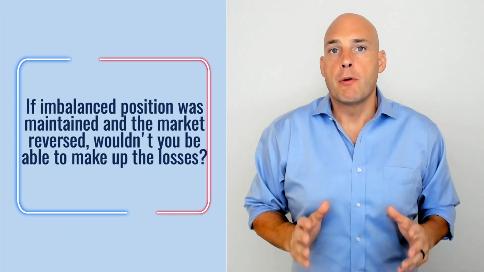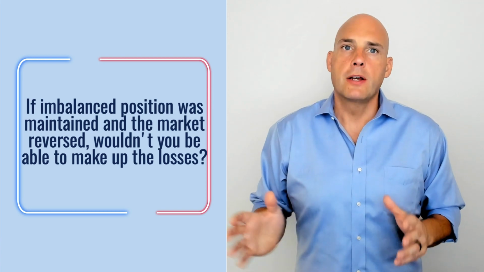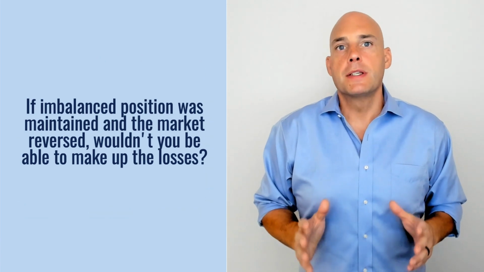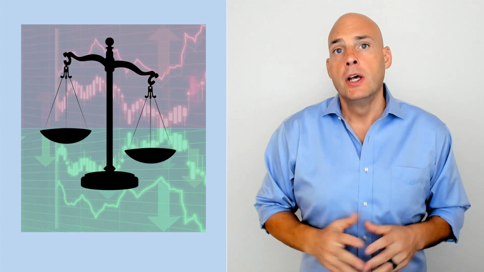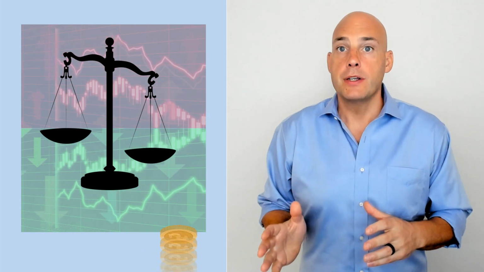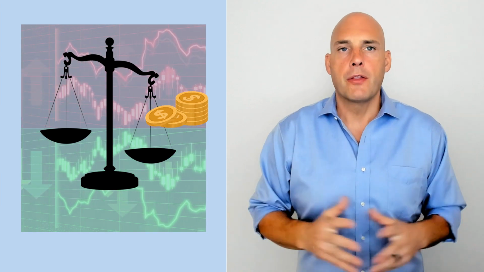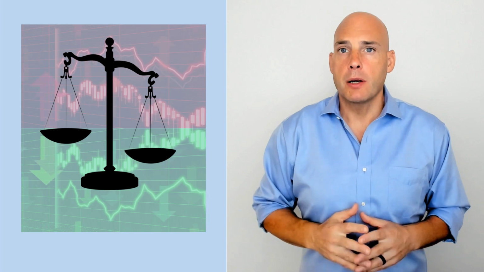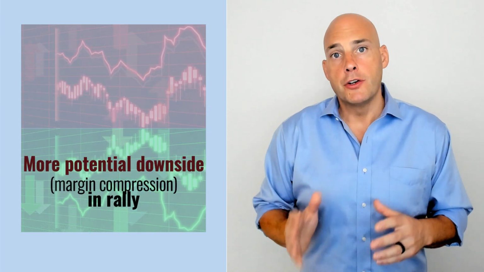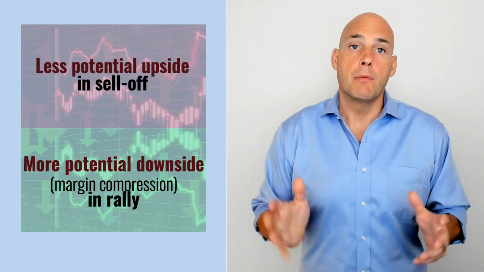You might be wondering, if the market turns around, wouldn't there be a chance to recoup the losses? There's a common misconception that if the market moves up and down and the hedge position maintains its imbalance, whatever money is lost in one market direction is gained in the other, so it should come out in the wash. While in certain cases, gains and losses can balance out in a market reversal, the underlying dynamics result in a much greater margin compression during a rally compared to the potential upside during a market sell-off.